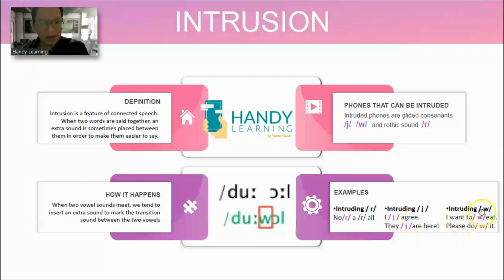The same happens with the sound /w/. For example, I want to eat. Let's take a look at this. I want to eat. To eat. There's the sound /w/. I want to eat. Please do it. We do not say "please do eat". Please do it. There's that sound in the middle, /w/. Please do it. So this is called intrusion.